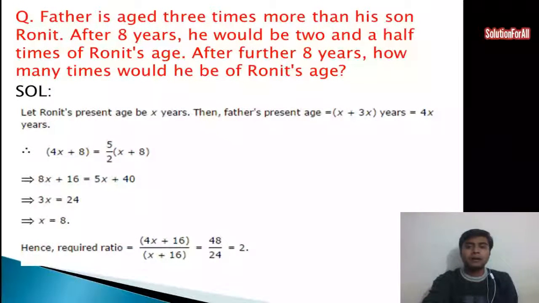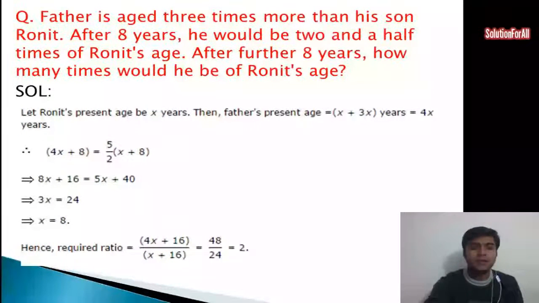Now again, as per the question given, 4x plus 8 will be equal to 5 upon 2x plus 8. That is because it is given after 8 years. That means we are adding 8 again to father's age as well as to Ronit's age. Now after 8 years, the age of father will be 4x plus 8. And what is it equivalent to? He would be two and a half times Ronit's age. That means two and a half is 5 upon 2, 2.5. So I'm writing 5 by 2, and Ronit's age after 8 years will be x plus 8.